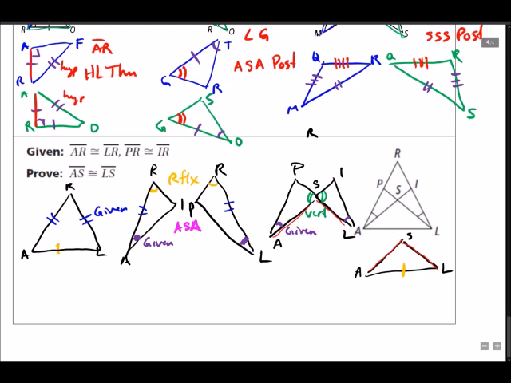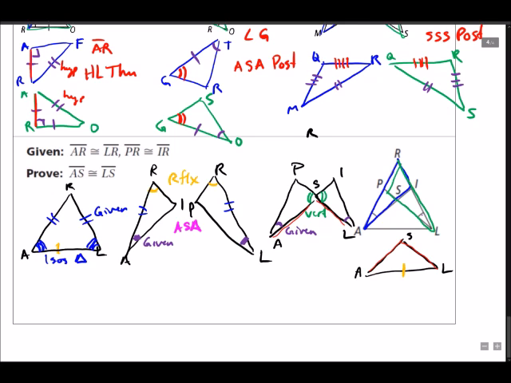Blue is given. That also gives us these angles here. Do those angles belong anywhere else? No, this is isosceles triangle theorem. I don't see those angles anywhere else. Okay, we've got these congruent here. Let's look at those on our diagram. We've got this is congruent to this.